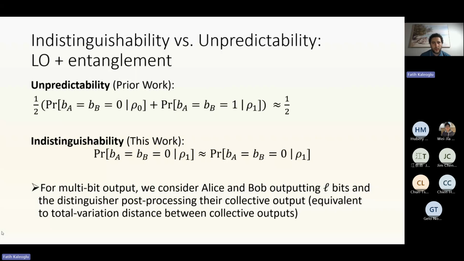However, in this work, we'll consider the indistinguishability notion, which we listed first, where we just look at the probability that they output a fixed set of bits, let's say 0, 0, and we require that this probability should not change non-negligibly across the two distributions. Apologies for the typo. It should be row 0 and row 1 in the second expression.